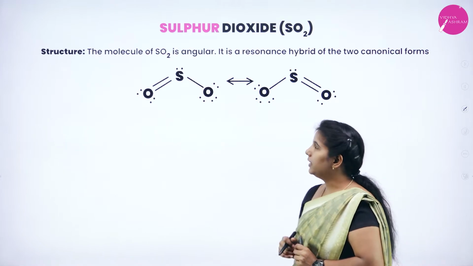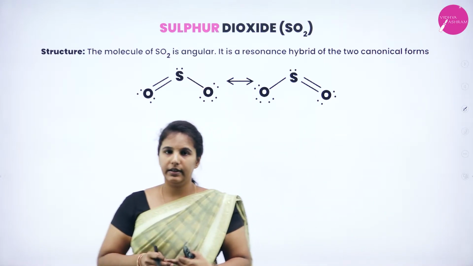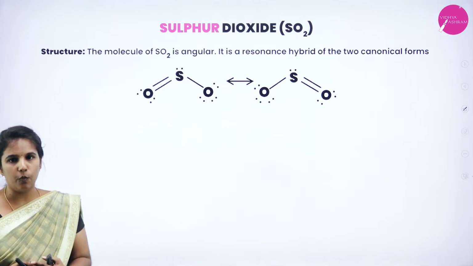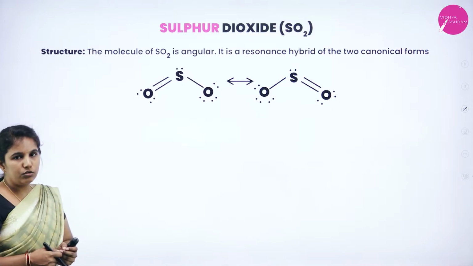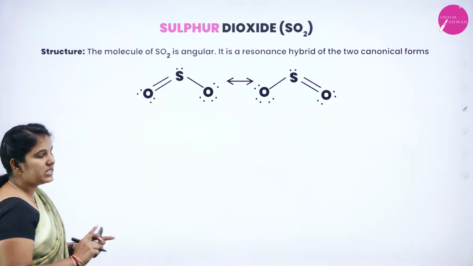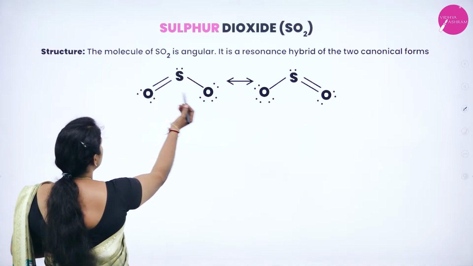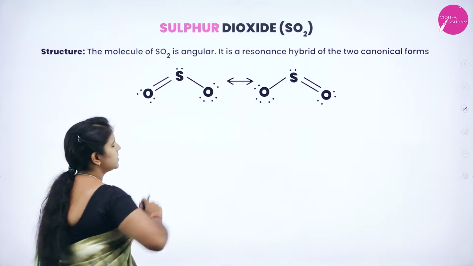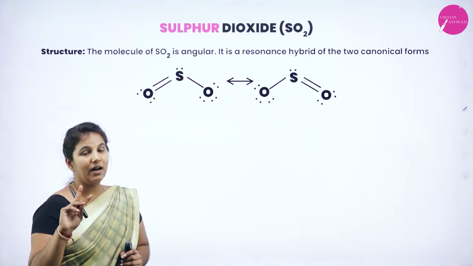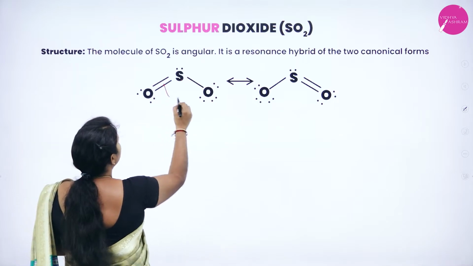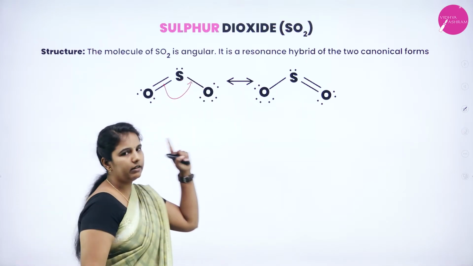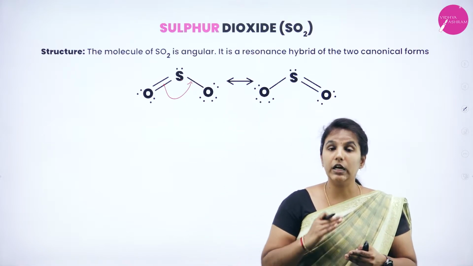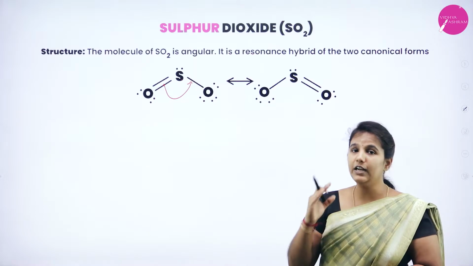Coming to the structure of sulfur dioxide, we know that sulfur dioxide can exist in two forms. These two canonical forms have one sulfur atom and two oxygen atoms, where between the oxygen and the sulfur we have a double bond, and if the double bond is shifted, it gives us the two canonical forms. So these are the two resonating forms of sulfur dioxide.